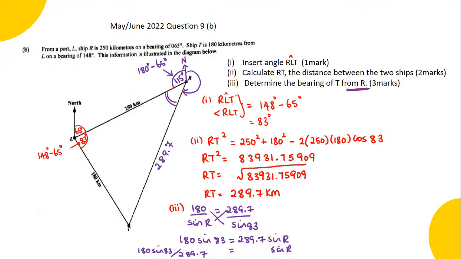So therefore, when you bring across this sine, it becomes sine inverse. I'm just going to write it on top here. So R is equal to sine inverse of everything we wrote just now, which is 180 sine 83 all over 289.7, right? When you plug all of that into your calculator, make sure your calculator is in degree mode, you are going to get 38.1 degrees.